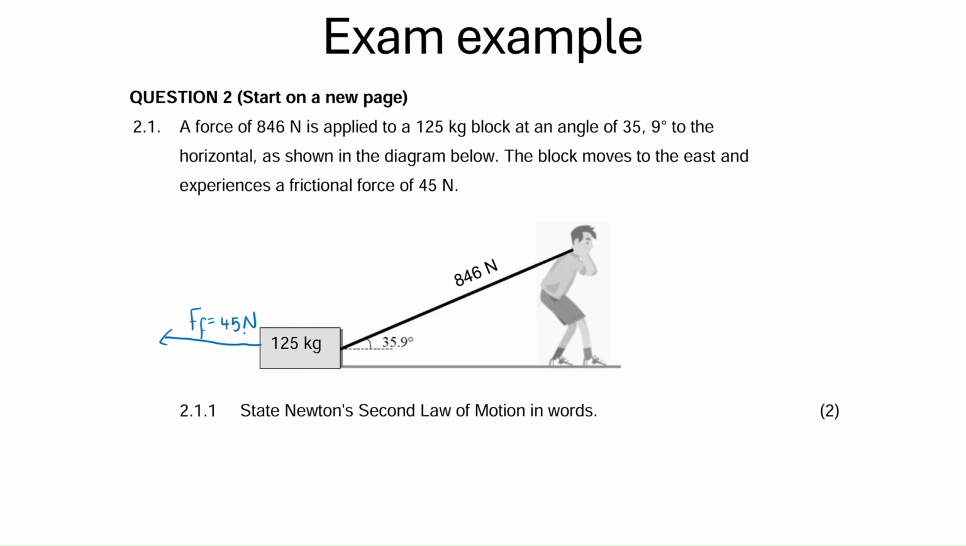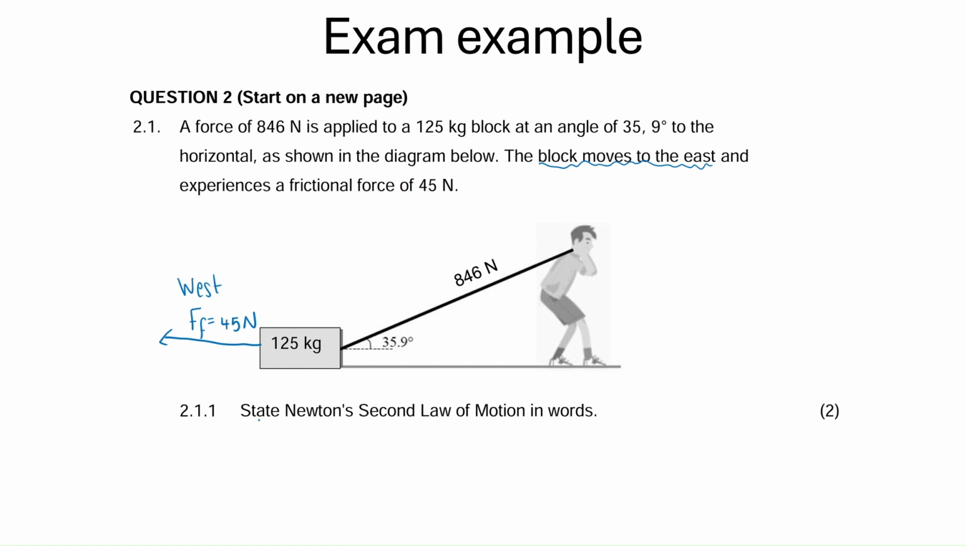Now, how did I know that the frictional force is acting in this direction, which is left? Quite simply because the block is moving to the east. And if the block moves to the east, by definition, frictional force goes in the opposite direction. So frictional force will have to act in the westerly direction. I like to clear up things like that at the beginning before I actually start with my problem. It benefits me a bit later. It saves me a bit of time.